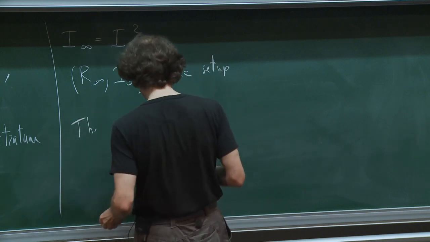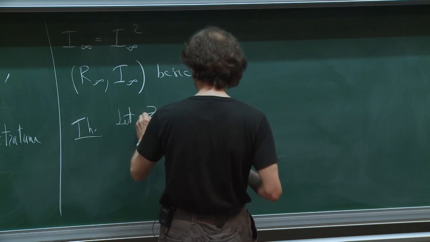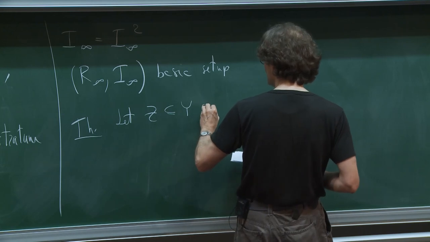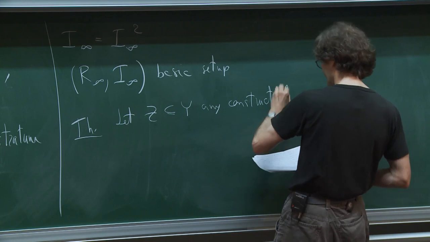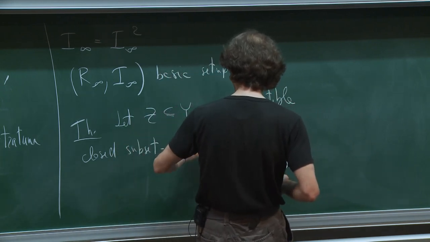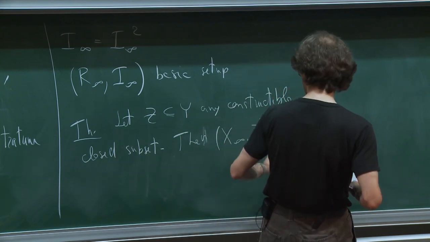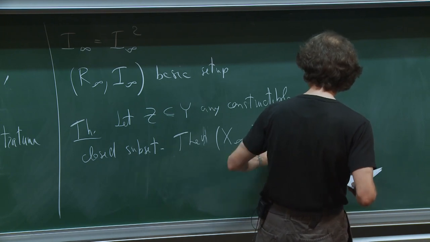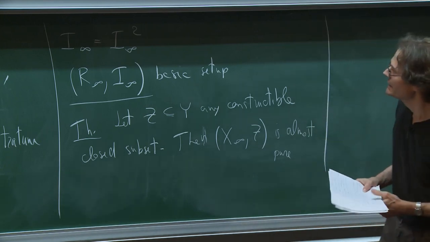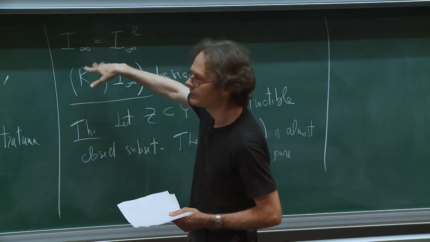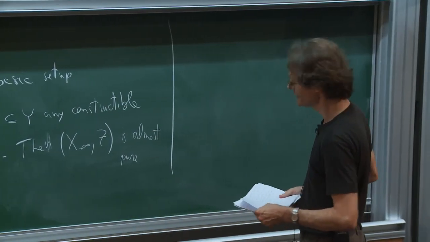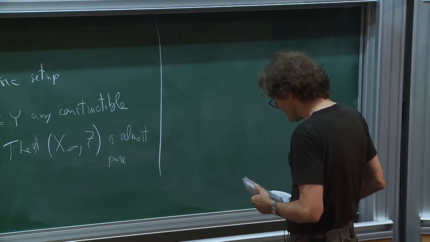Okay, then the theorem is: take Z inside of Y, any constructible closed subset. Then this is almost pure, of course, relative to this almost structure. So notice that this is an almost structure that is very far from what Andre called the valuative type. So it's not at all, not even an inductive limit of principal ideals in general.